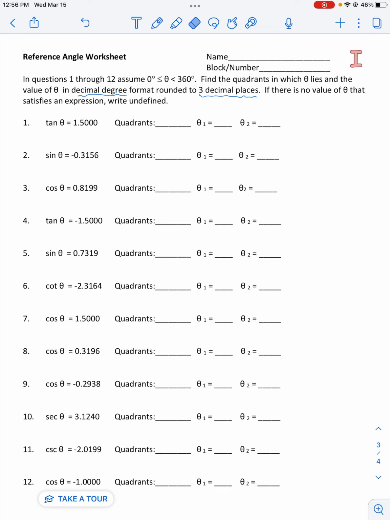So, as usual, I want to make sure that my calculator is in the right mode. The directions say that I want to find the quadrants in which theta lies and the value of theta in decimal degree format rounded to 3 places. And if there's no value of theta that satisfies an expression, then I just have to write undefined.